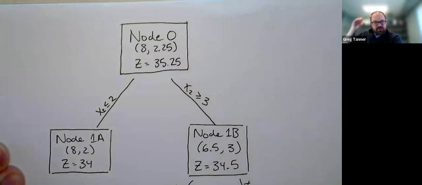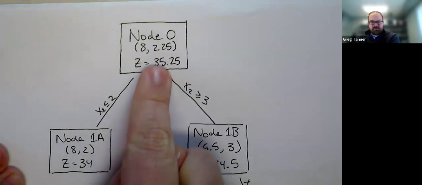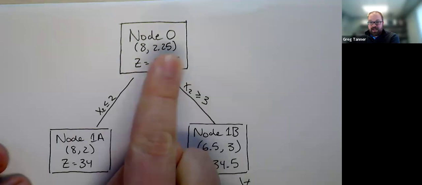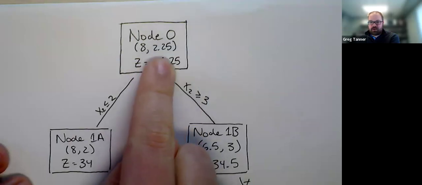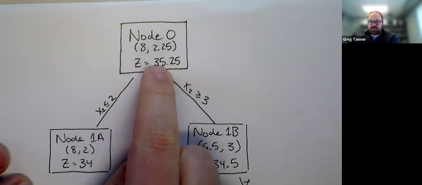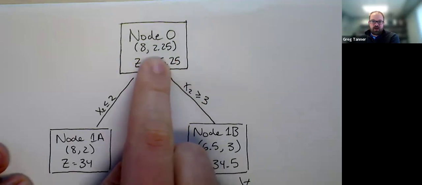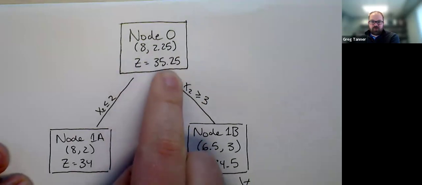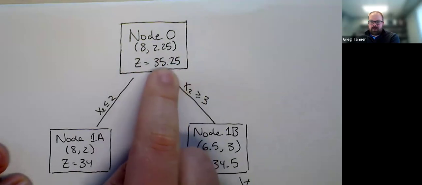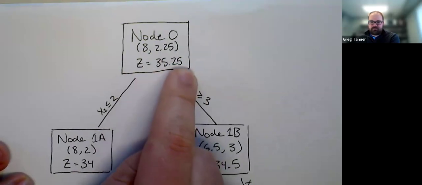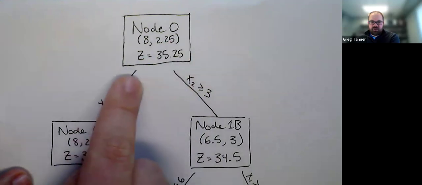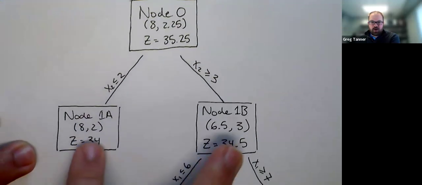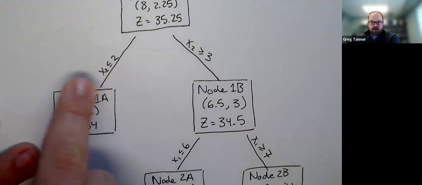Okay, let's talk through this branching diagram, which is conceptually what's going on as we're using the branch and bound. We start off at node 0, which is the relaxed version of our original problem. So we've relaxed the integer constraints, and we get this solution with a non-integer variable, and we get an upper bound of 35.25. And then we split on the non-integer variable x2, and we get node 1a and 1b.